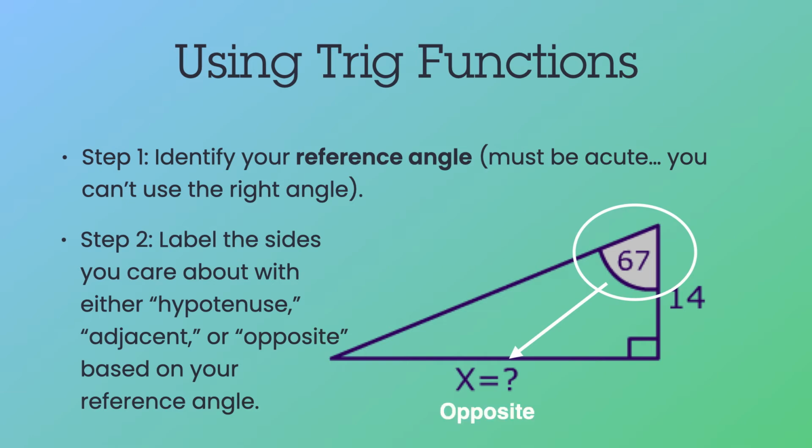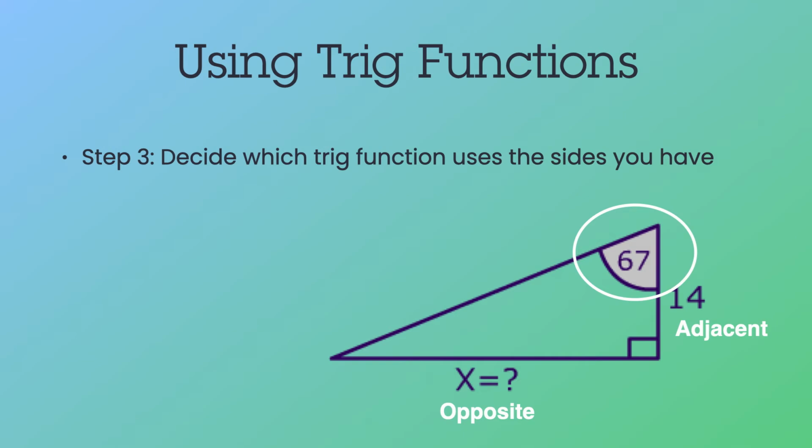And the 14, of course, we're given that information, so we do care about that one, and that's our adjacent side. Step 3, based on what we have, we care about the adjacent side and the opposite side. We're going to decide which trig function to use.